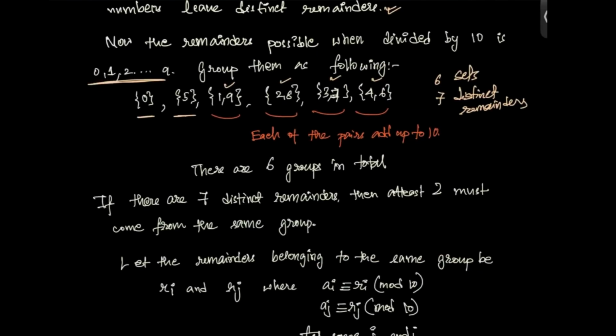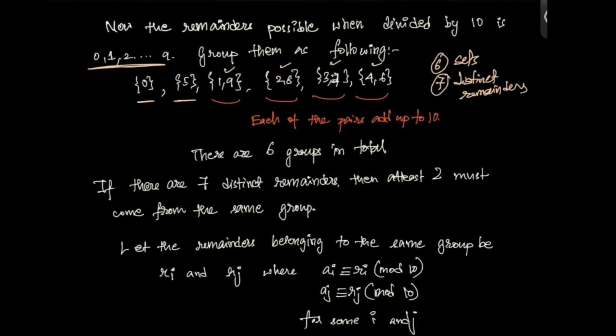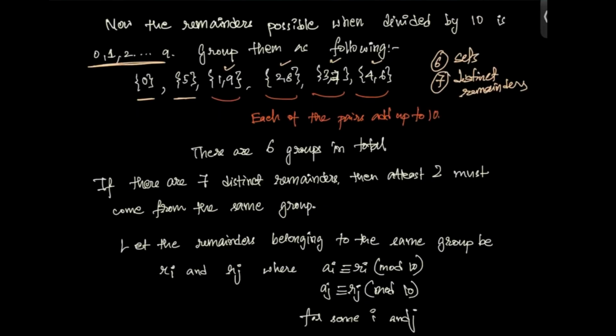So you can kind of understand that these 6 are the holes and these 7 are the pigeons. So using the pigeonhole principle, we can say that at least two of them must come from the same group. So let's see which group it belongs to. Basically, two remainders will belong to the same group.